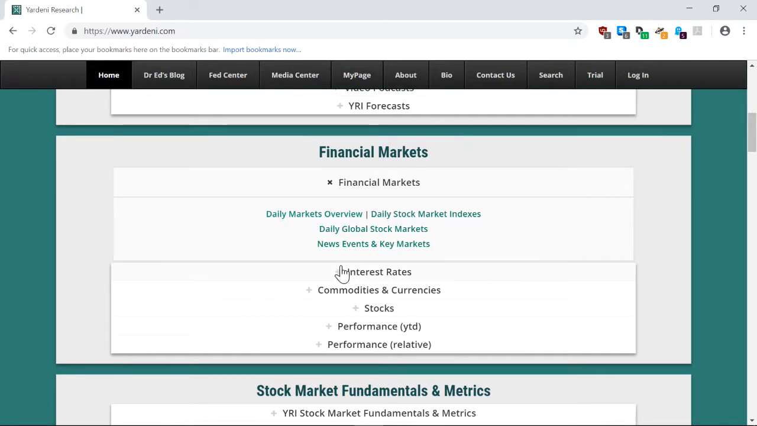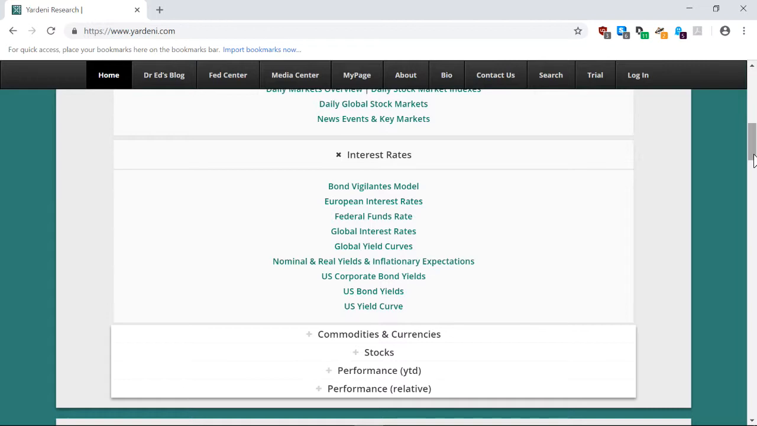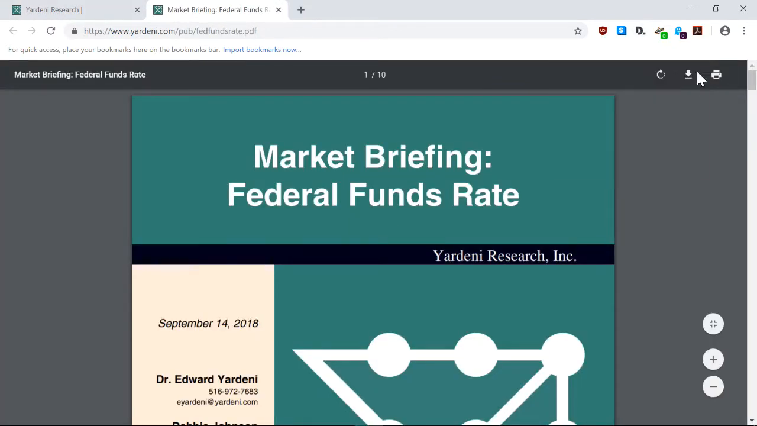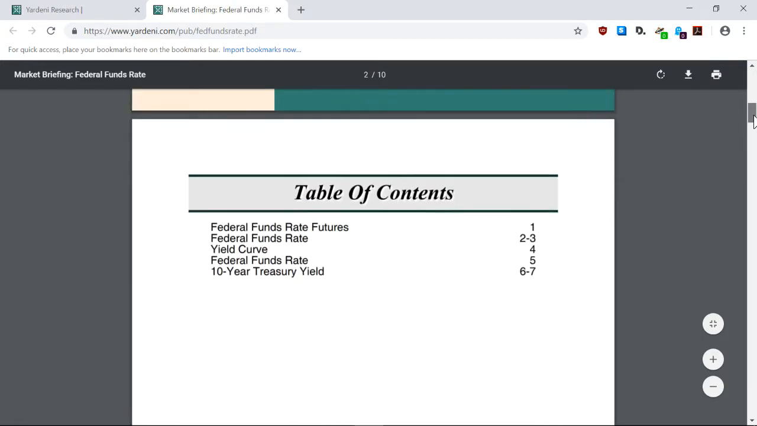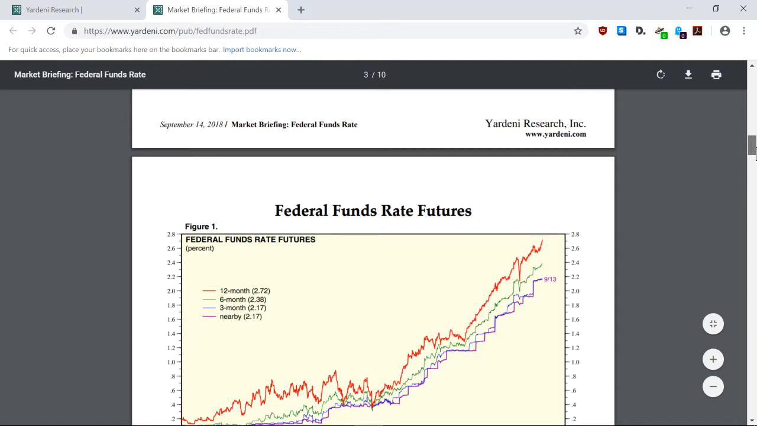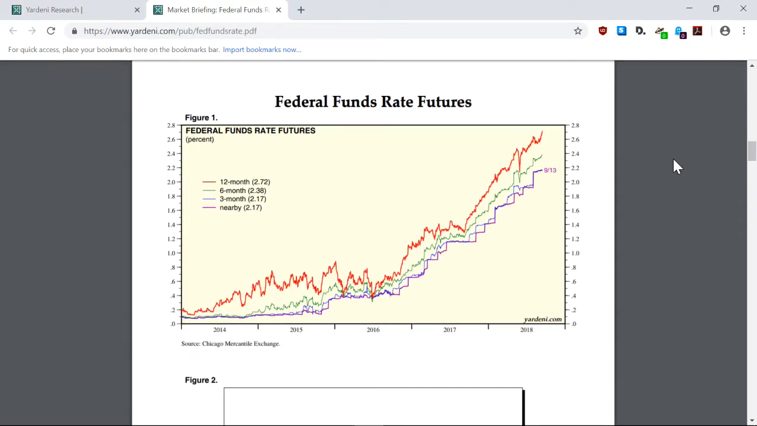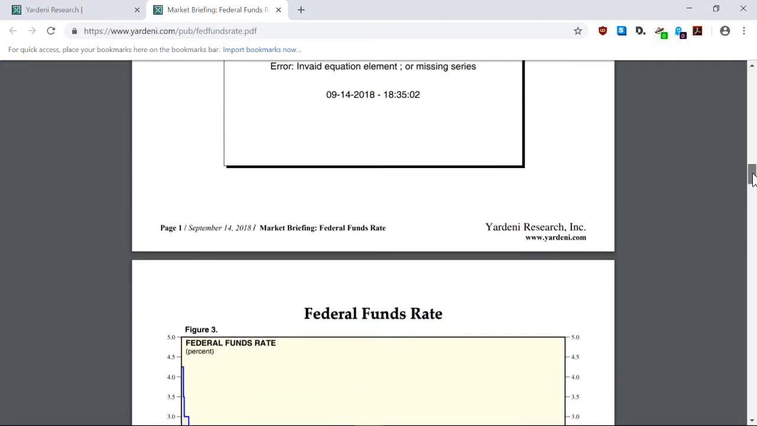And I'm going to go down here and look at interest rates. I'm going to look at the federal funds rate. The federal funds rate is the rate put out by our central bank, the Fed. And here are the futures, which are basically an index of what we think is going to happen in the future to the federal funds rate: the 12-month, 6-month, 3-month, sort of a predictor.